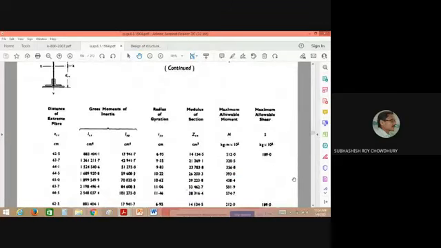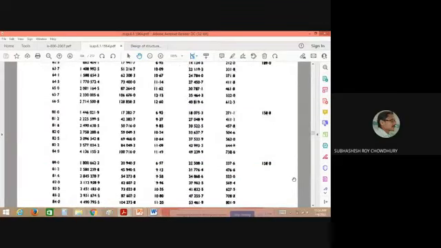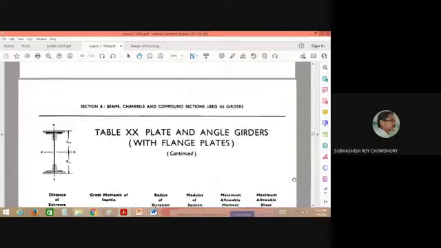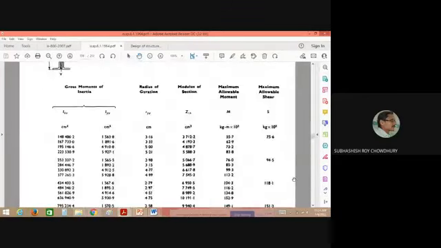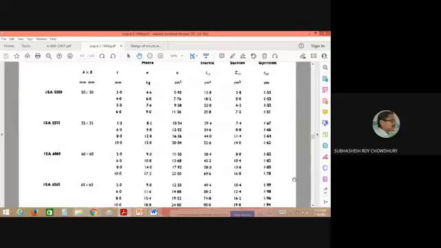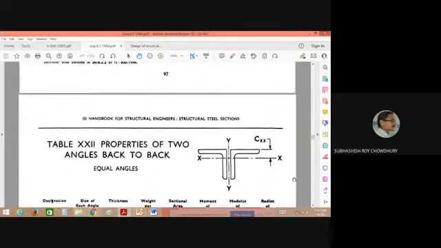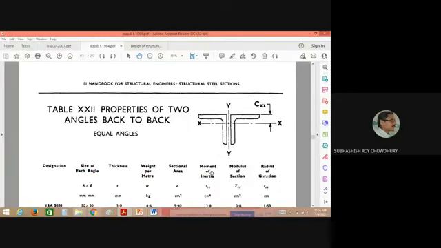There are different tables having these different cross-sectional properties. Just let me tell you this one. Yes, the properties of two angles back to back. When you consider two angles, it will be required when you design the truss. I think SMSR will discuss that particular part.